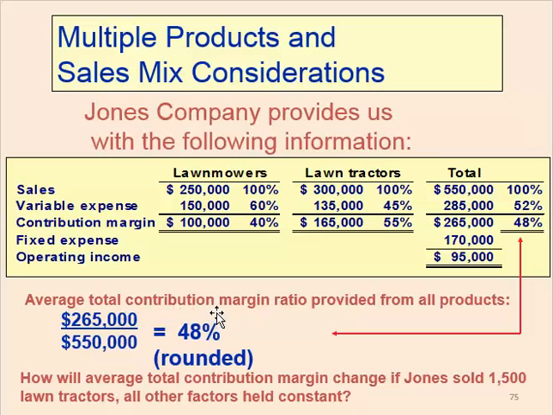Now we can look at the average total contribution margin ratio combined from all products. And the way we do that is we take the contribution margin for all products of $265,000 divided by the $550,000 in sales, and that gives us 48%. So the question down here is, how will average total contribution margin change if Jones sold 1,500 lawn tractors, all other factors held constant? So now they're going to sell 1,500 lawn tractors instead of 1,000. And let's see what happens here.